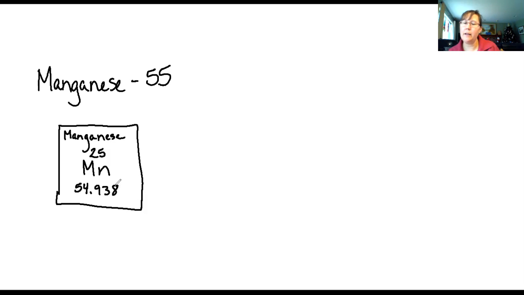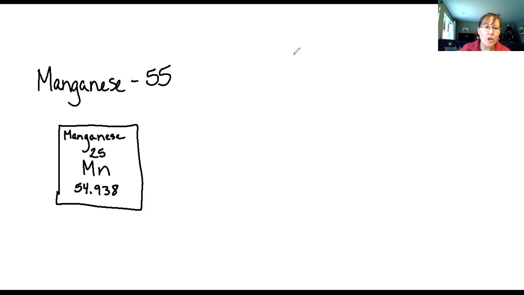54.938 listed here. Okay. Now this mass number is not a single mass number. It's a weighted average of all possible isotopes. Okay. So sometimes it'll match, but sometimes it will not. Kind of like how carbon 14 has a mass number of 14, which isn't anywhere near 12. Okay. But let's take a look at this.